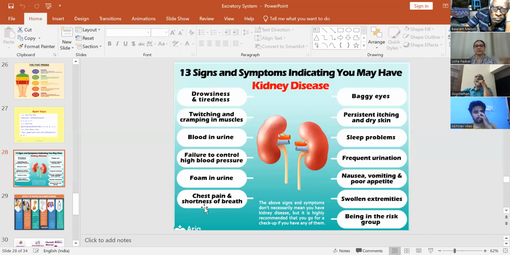in the urine, chest pain and shortness of breath, baggy eyes, persistent itching on dry skin, sleep problems, frequent urination, nausea, vomiting, poor appetite, swollen extremities, being in the risk group. The above signs and symptoms do not necessarily mean you have kidney disease, but it's highly recommended that you go for a checkup if you have any of them. It is not an indication that you have kidney disease, but if you have any, it's better to go to a doctor.